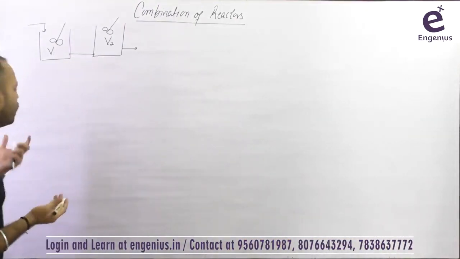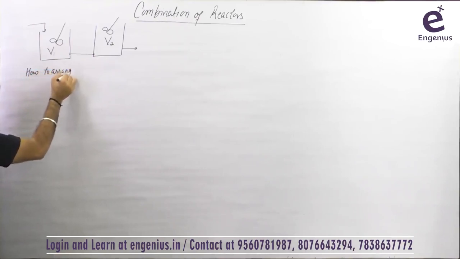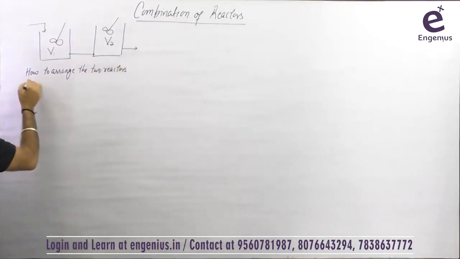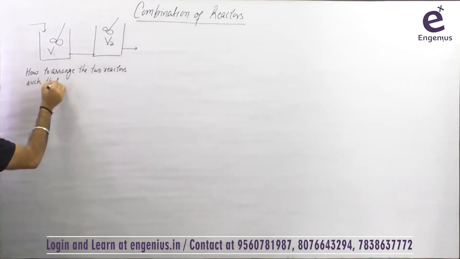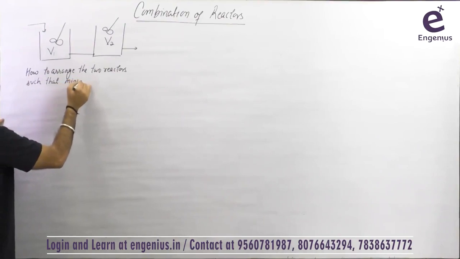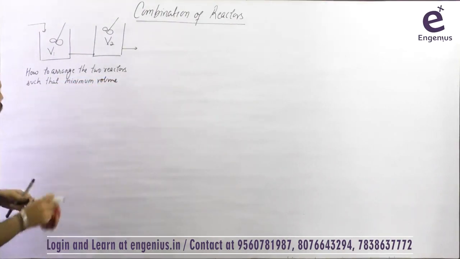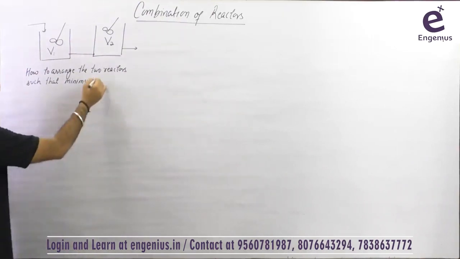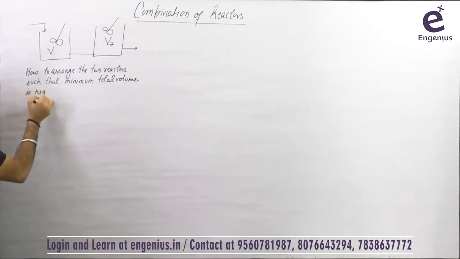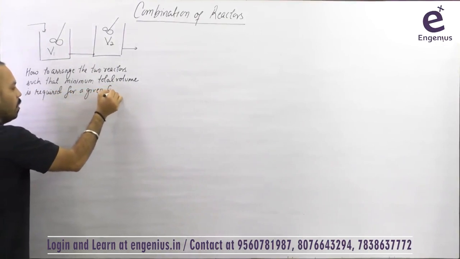You can consider this in the form of a question: how to arrange the two reactors such that minimum volume is required? This is called arrangement of reactors. Minimum total volume is required for a given final conversion.